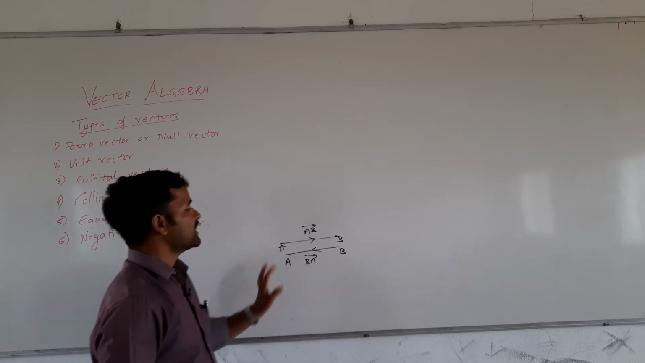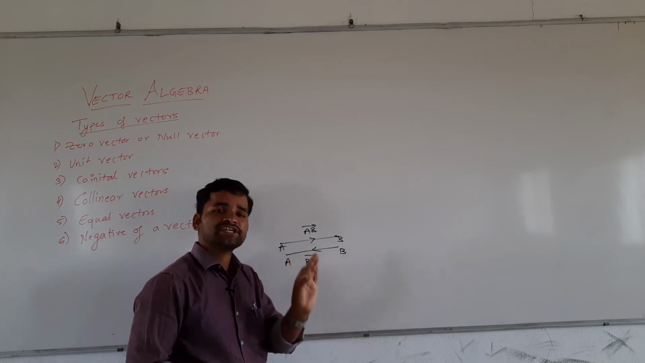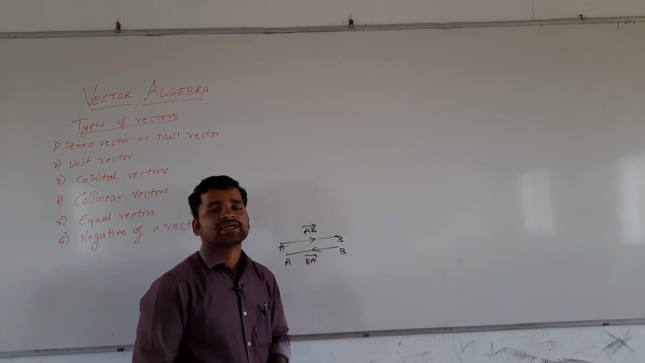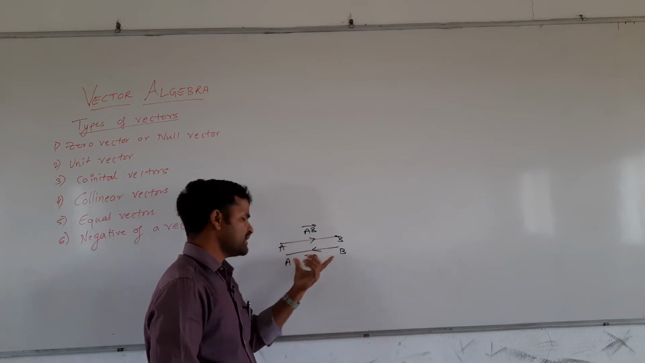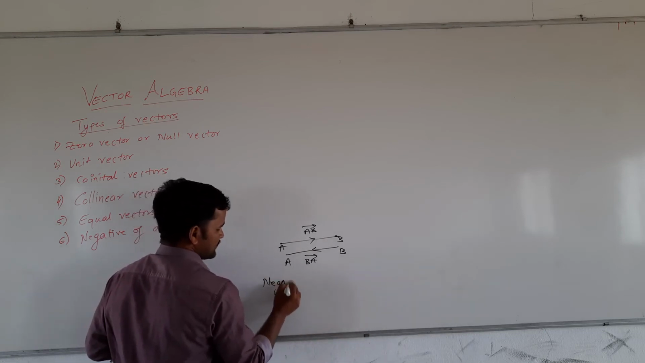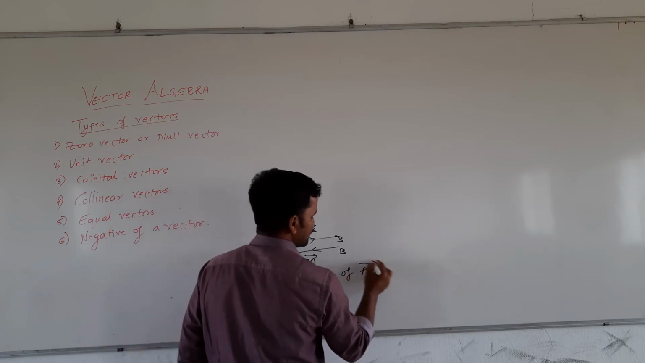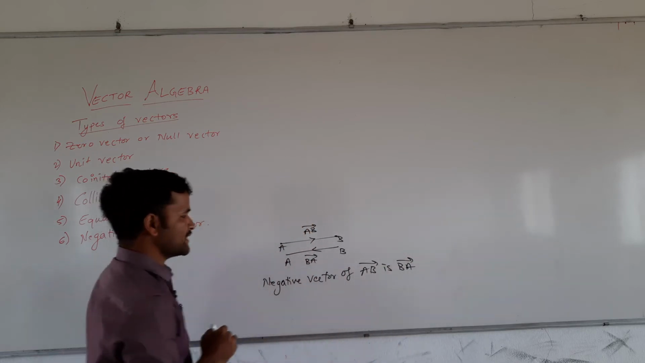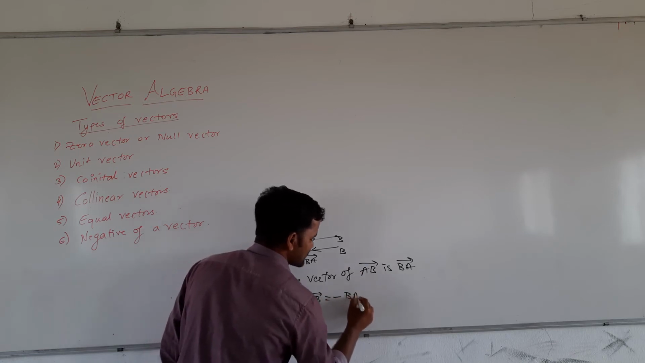Once again, a vector having the same magnitude but opposite direction to the given vector is called the negative of the given vector. AB is a vector, its negative will be BA, that's all. The negative vector of vector AB is BA. And how can we write the equality? Vector AB is equal to minus of vector BA.